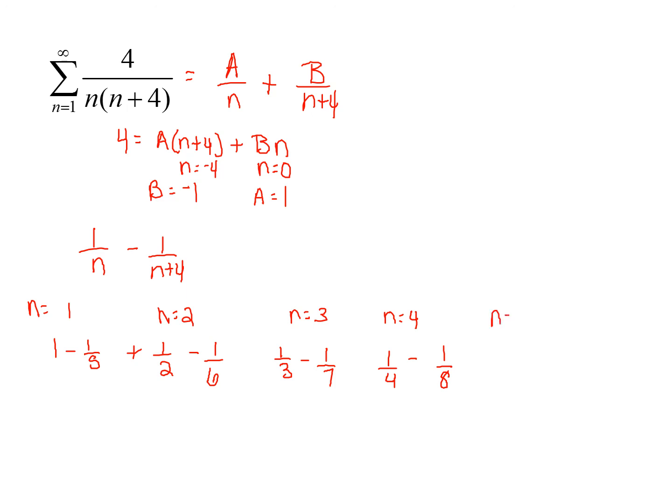When n equals 5, I get 1/5 minus 1/9. Oh, I finally got something. Okay, so I'm starting to see that it's collapsing because I have -1/5 and +1/5. Let's do another one. Let's do when n is equal to 6. I get 1/6 minus 1/10. Okay, so I start to see that something is collapsing.